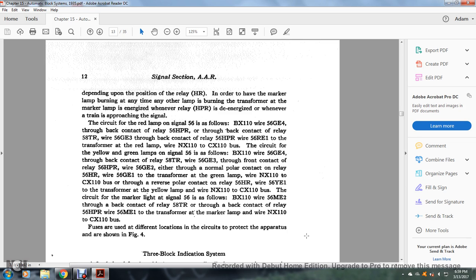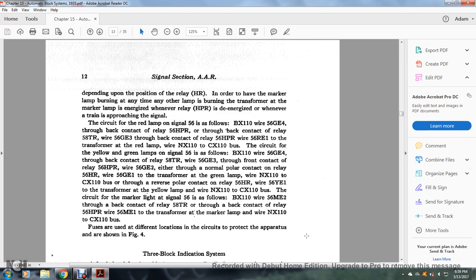The circuit with the yellow or green lamp with the signal 56 is followed with the BX110 with the wire with the 56G4 through the back of the contact relay 58TR with the wire 56GE3 through the front contact with the relay 56HBR with the wire 56GE2, either with the normal polar contact with the relay 56HR wire 56GE1 with the transformer with the green lamp with the wire NX110 to the CX110 bus, or through the reverse polar contact relay with the 56HR wire 56YE1 with the transformer yellow light with the wire NX110 with the CX110 bus.